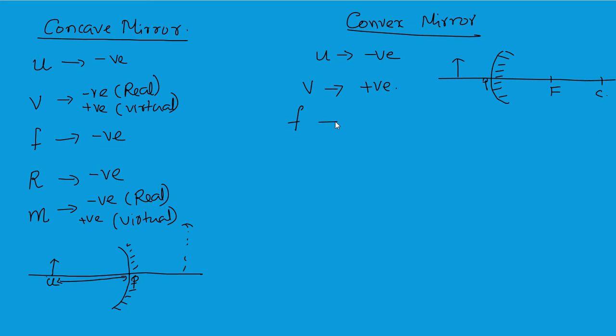Focal length, as per sign convention, focal length of a convex mirror is positive. You can see it is on the right side, right? And even radius of curvature is also positive. Magnification, convex mirror always produces a virtual image. So for any virtual image, the magnification is positive. Okay. So these are the sign conventions and the signs for concave and convex mirror.